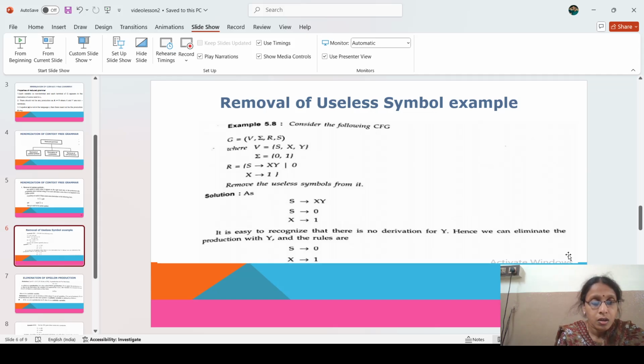So after deleting y, we get the productions S implies 0, X implies 1.